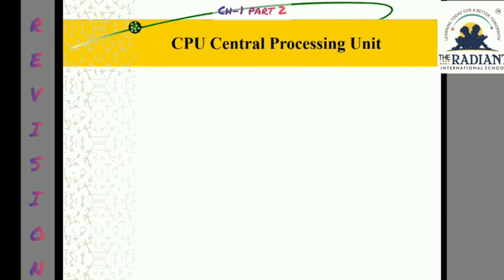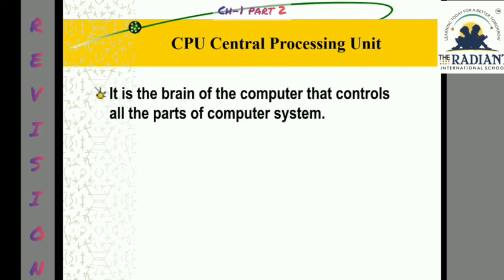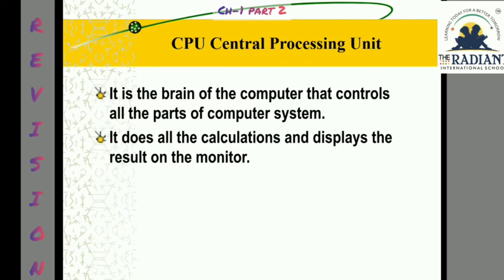Now CPU. The full form of CPU is Central Processing Unit. It is the brain of the computer that controls all the parts of a computer system. Why is it called the brain of a computer? Because it controls all the parts of a computer system. All the parts means input devices, output devices, like that. It does all the calculation and displays the result on the monitor.